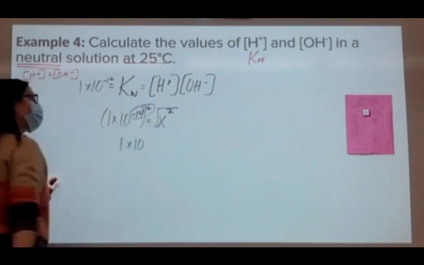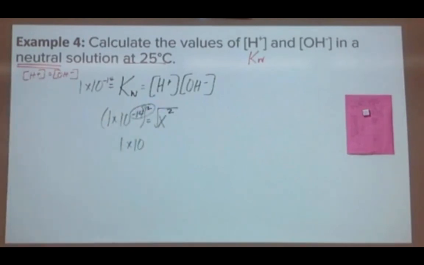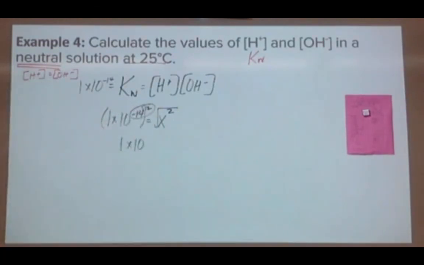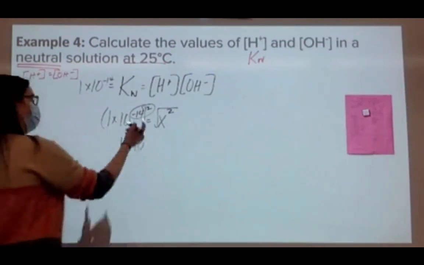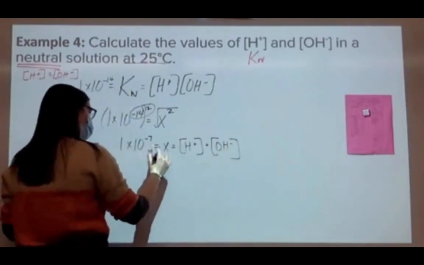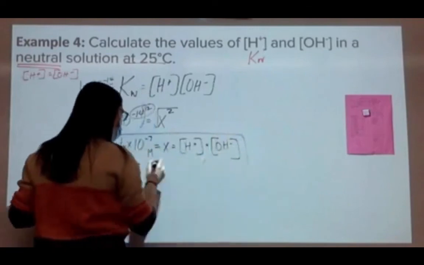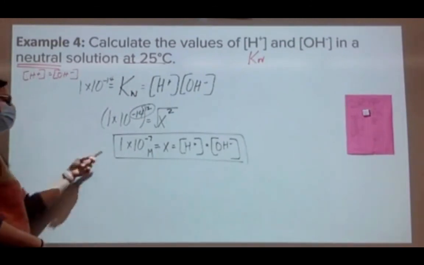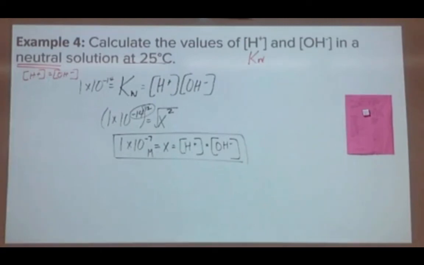Now, to do this without a calculator, multiply these two. What's half of 14? 7. So half of negative 14, negative 7. So I guess I'll add my little molarity unit. At 25 degrees Celsius, in a neutral solution, the H plus concentration and the OH minus concentration are equal to 1 times 10 to the negative 7th molar. So the importance of this example is the idea that in a neutral solution, H plus and OH minus are equal.